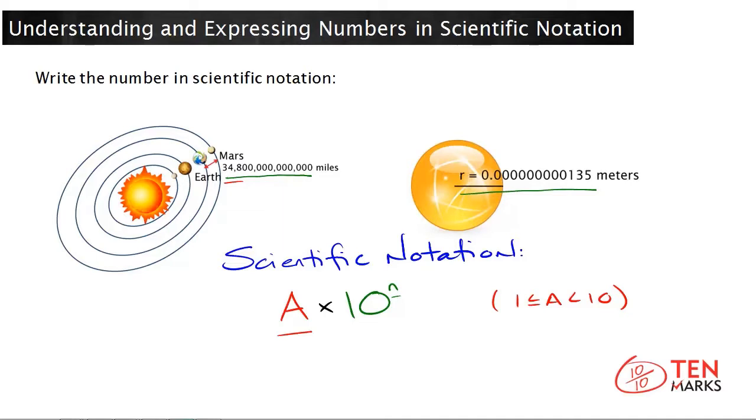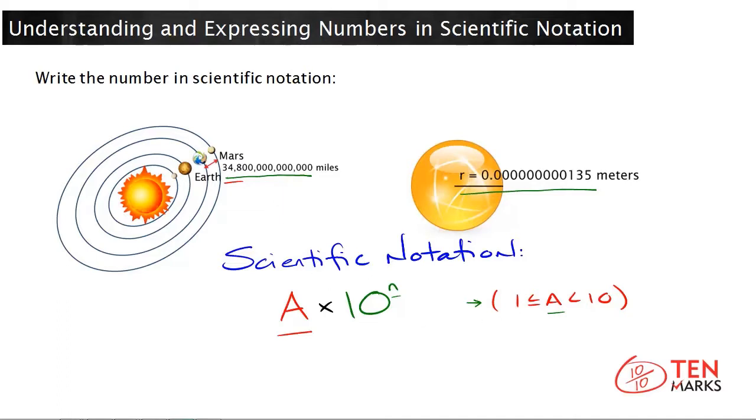And there's one last thing to note, which is that the factor has some limitations. It has a range that it must fall in between. So the factor a must be greater than or equal to 1, but less than 10. And I'll show you how to find the factor in the first problem.